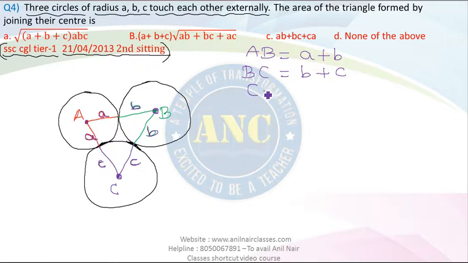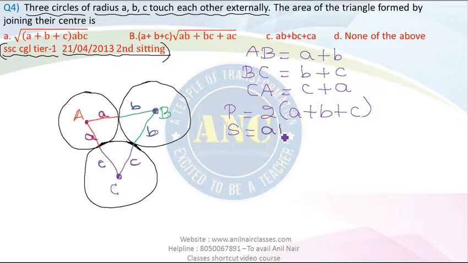CA is nothing but c plus a. These are the three sides of this triangle. Now, what is the perimeter? Perimeter is a plus a, b plus b, c plus c. It is 2 into a plus b plus c. But we are not interested in perimeter, we are interested in semi-perimeter. It is half of 2 into a plus b plus c. This will be a plus b plus c.